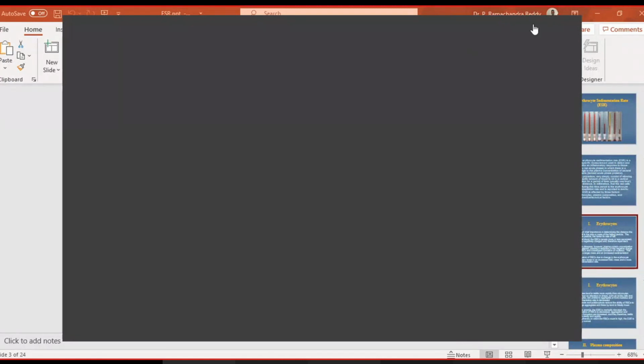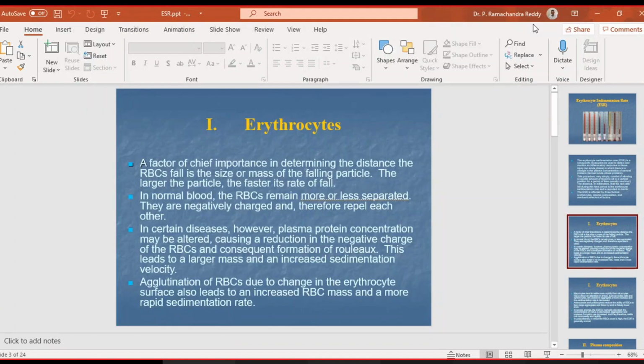Am I muted? Okay. It ran into a problem and then it disconnected, and I came back.